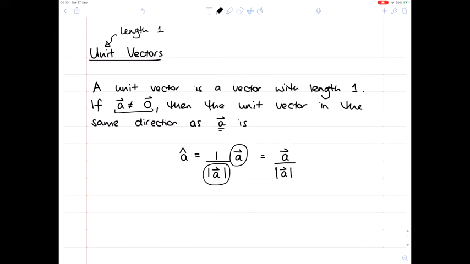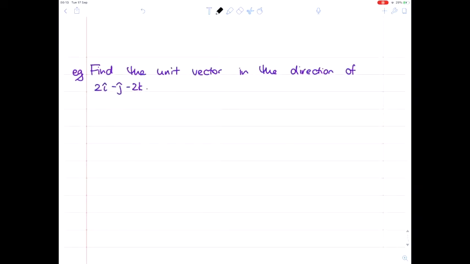So let's see how this works. We want to find the unit vector in the direction 2 in the x, minus 1 in the y, and minus 2 in the z. Okay, well, we're going to call this our vector A. So we know that the unit vector A hat is going to be equal to our original vector divided by the length of our original vector. So what we need to do is find this length over here.